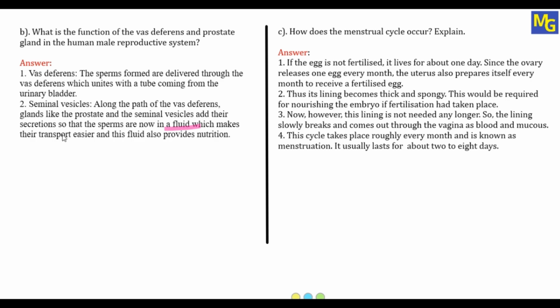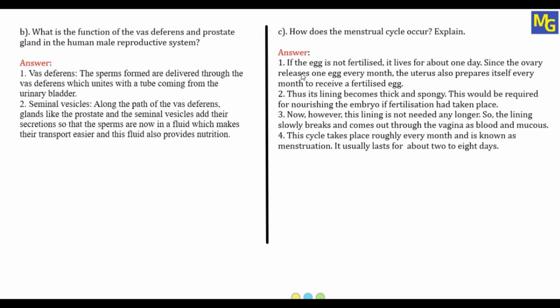Now see question C. How does the menstrual cycle occur? Explain. So see the answer. If the egg is not fertilized... As we know, female will produce ova, that is egg, and males will produce sperm. When this egg and sperm fuse, then fertilization takes place. Every month, one egg is released by the ovary. That egg should get fertilized. When the egg combines with the sperm, then only fertilization takes place and pregnancy will occur. But if the egg is not fertilized, then what happens? That we are going to see here.